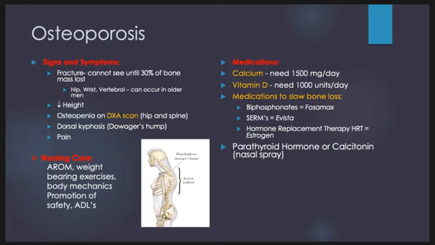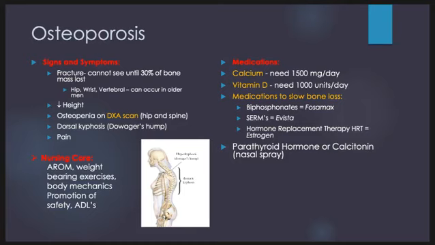There's also pain, chronic pain in the back caused by fractures or collapsed vertebrae, as well as joints, and weakness, general weakness or a feeling of fragility. Some nursing care includes range of motion and weight-bearing exercises, promotion of safety, and ADLs.